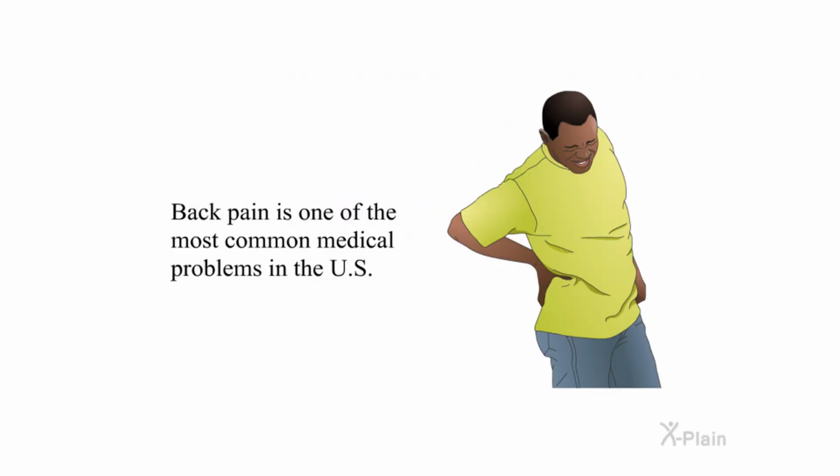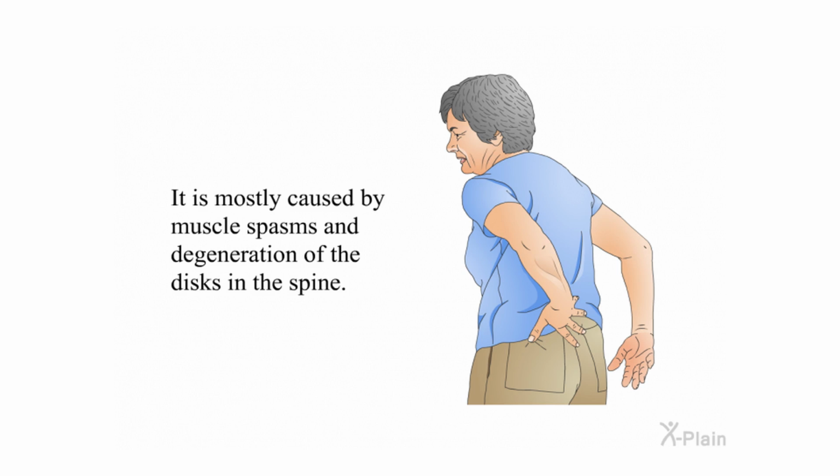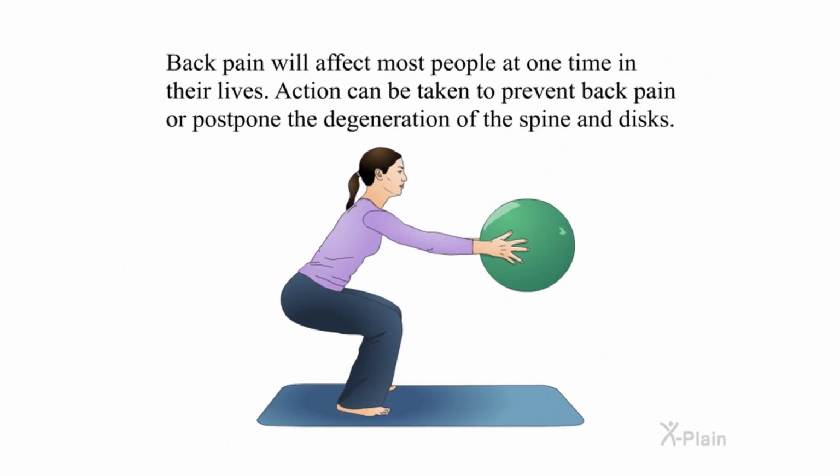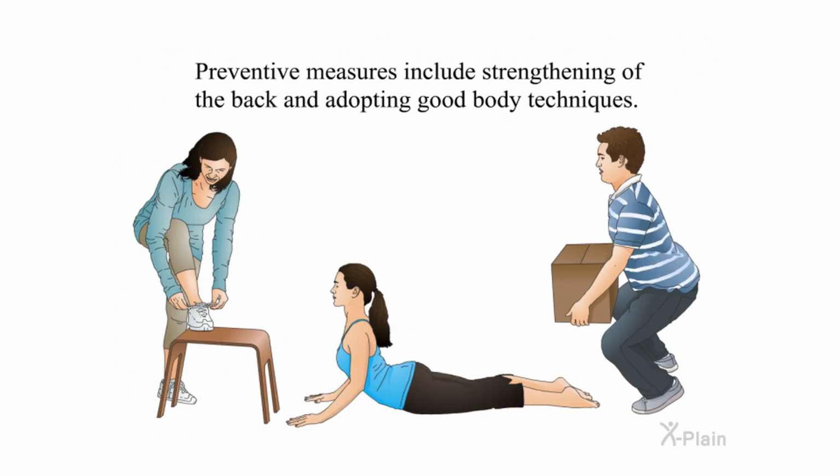Summary. Back pain is one of the most common medical problems in the U.S. It is mostly caused by muscle spasms and degeneration of the discs in the spine. If not taken seriously, back pain can become very disabling. Back pain will affect most people at one time in their lives. Action can be taken to prevent back pain or postpone the degeneration of the spine and discs. Preventive measures include strengthening of the back and adopting good body techniques.